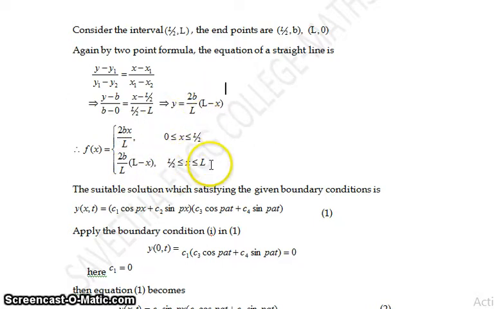Then L by 2 to L. So these are the original functions. Here we found the f of x value. Next, as usual, the procedure: we know the conditions, so apply 1 in 1, 2 in 2, 3 in 3, 4 in 4 and 5 in 5.